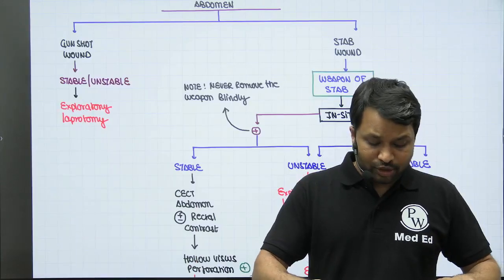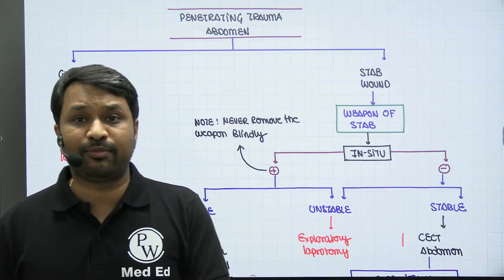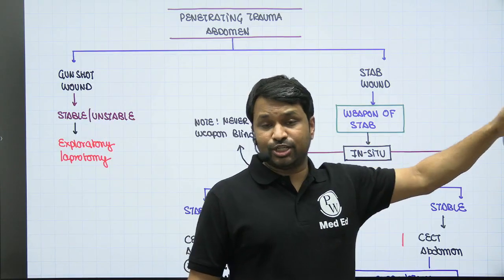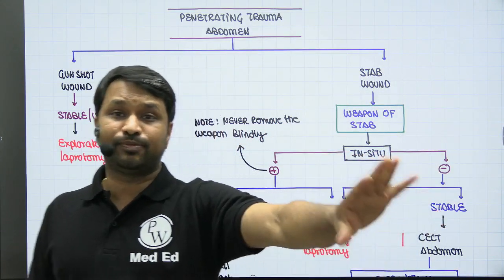In a penetrating trauma abdomen, the first thing you're going to ask is whether it is a gunshot wound or a stab wound. All gunshot wounds must be explored because they are high velocity injuries, they're deeper injuries, they cause multiple visceral injuries. So always go with exploratory laparotomy.